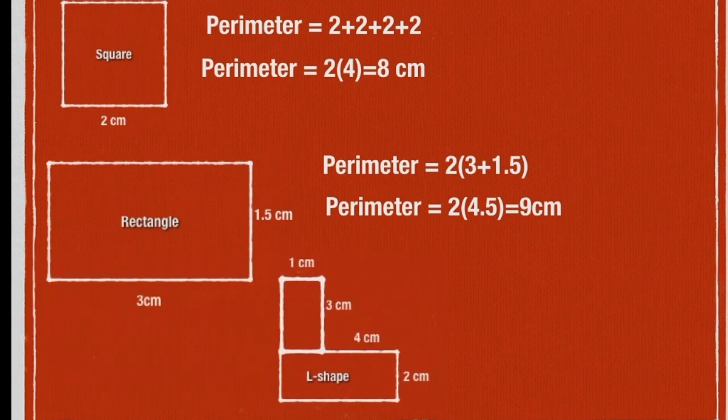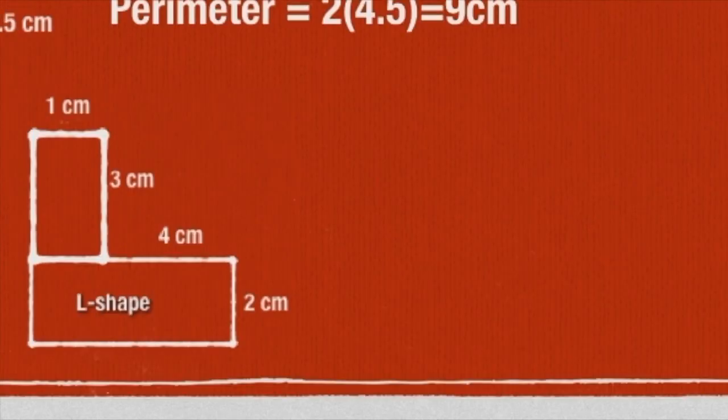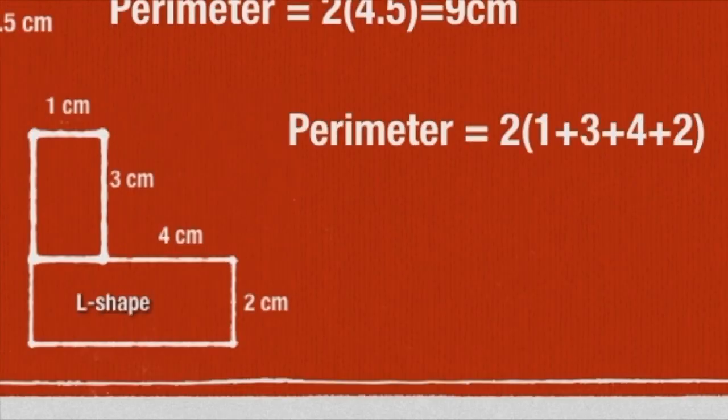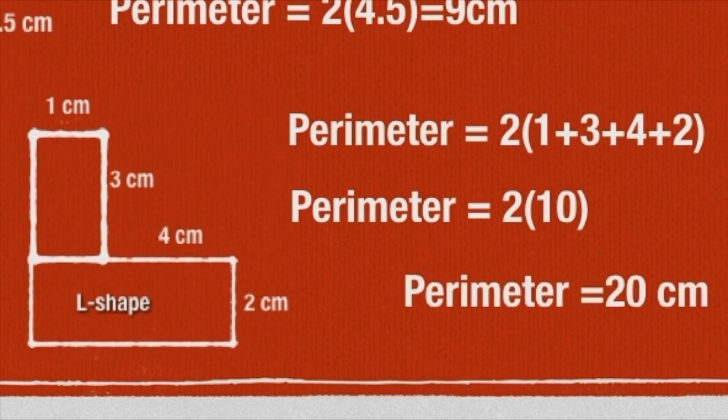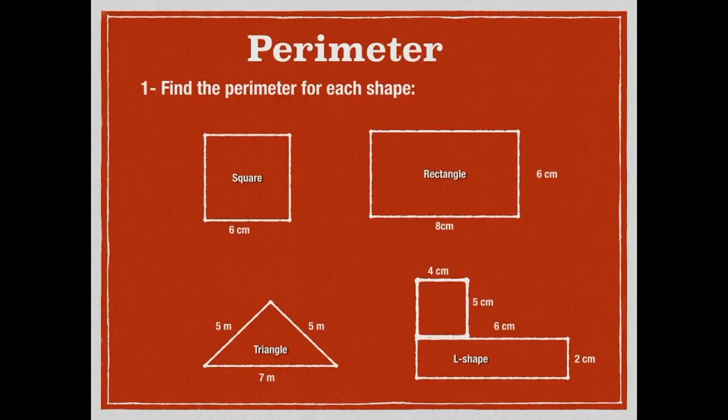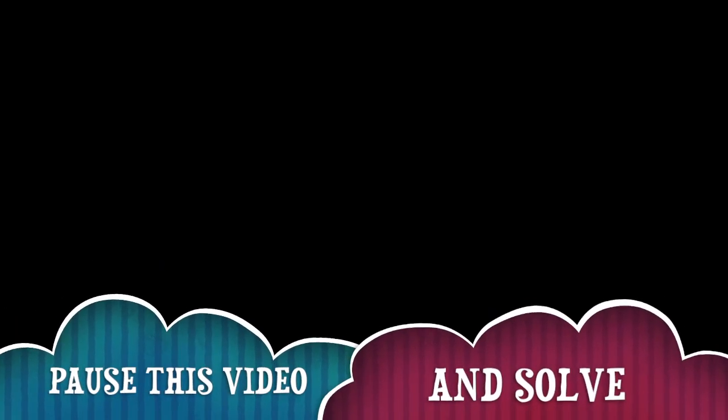For the L shape, you add the top sides with the right sides, which are all given here, and then double it to get your perimeter. You can do the bottom sides and the left sides together as well. You find the perimeter of each shape in this case. Pause the video and solve.